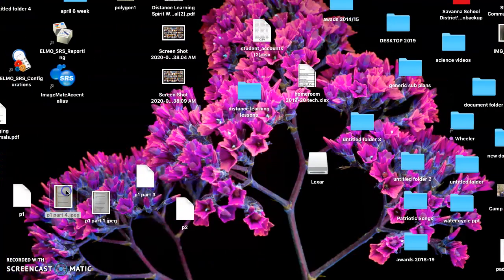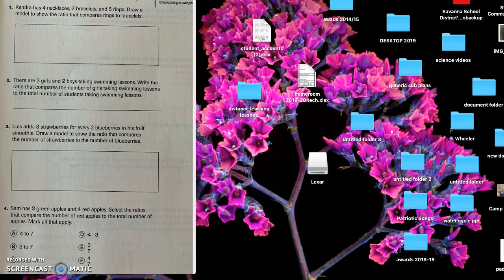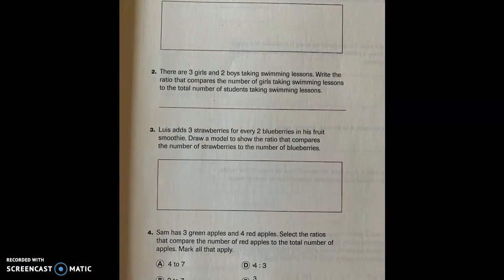Workbook page number 1. And as you're going through this video, pause the video to answer each question as we go. Kendra has 4 necklaces, 7 bracelets, and 5 rings. Draw a model to show the ratio that compares rings to bracelets. So the first thing you should do is make a ratio with a fraction bar, how many rings on top to how many bracelets on the bottom.